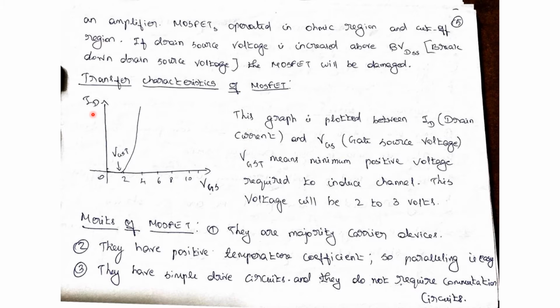Next one, transfer characteristics of the MOSFET. The graph is plotted between ID and VGS, that is drain current and gate source voltage. Okay, we will get the graph like this. VGST means the minimum positive voltage required to induce the channel. This voltage will be 2 to 3 volts.